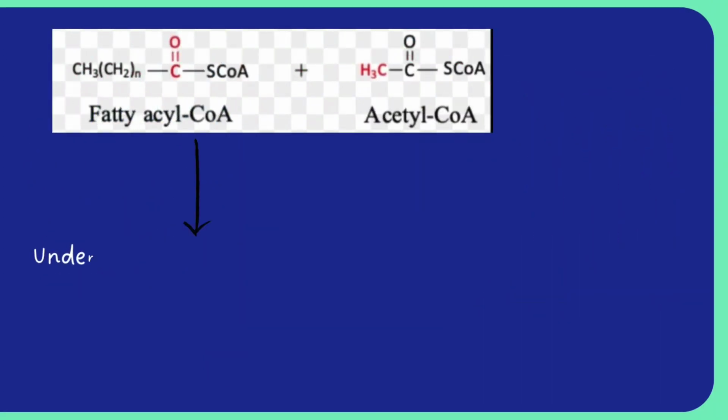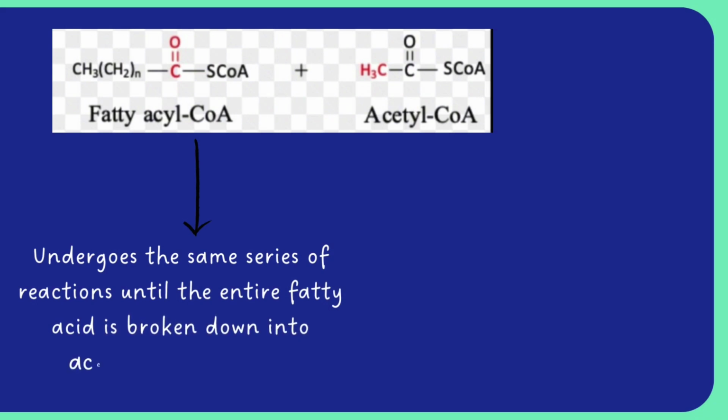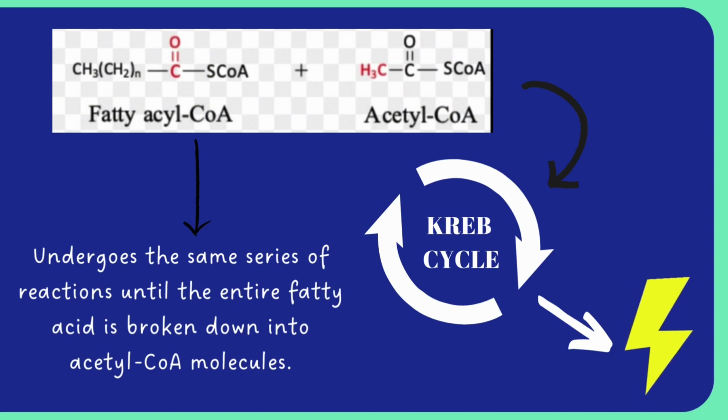The shortened fatty acyl-CoA chain will undergo the same series of reactions until the entire fatty acid is broken down into acetyl-CoA molecules. The acetyl-CoA that is produced will enter the Krebs cycle to produce energy, or in a condition like starvation, it will contribute to the formation of ketone bodies, which serve as an alternative energy source, especially for the brain.